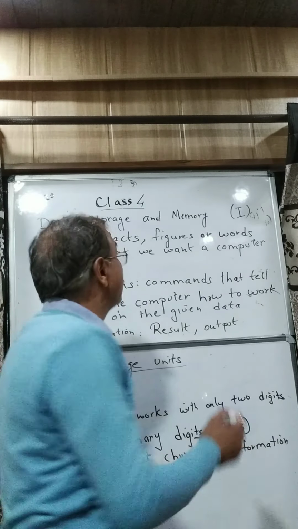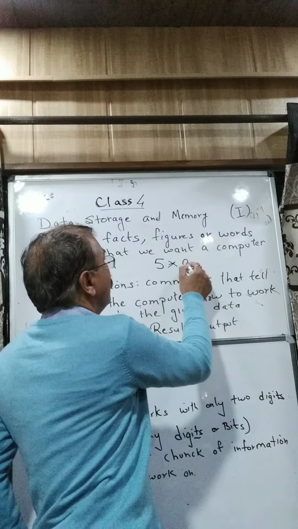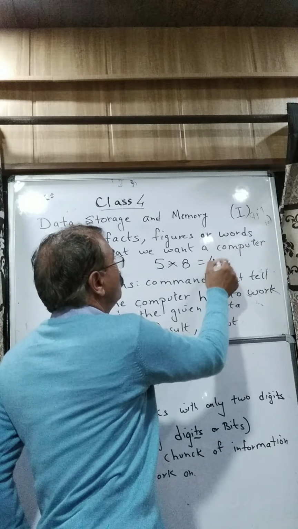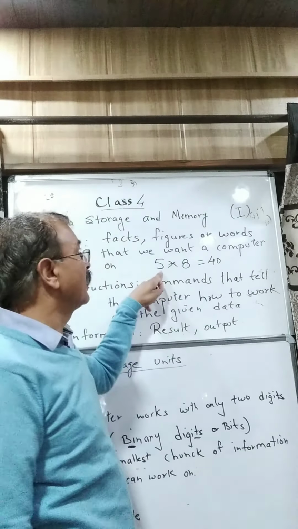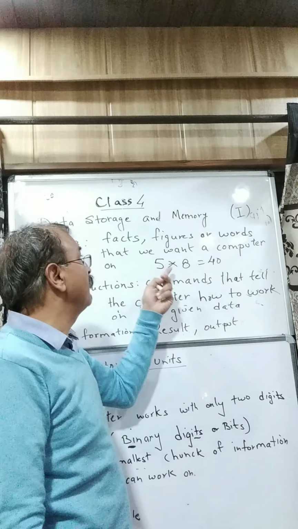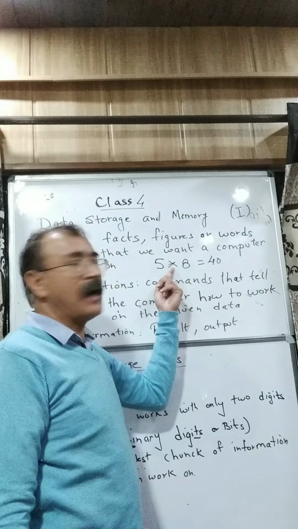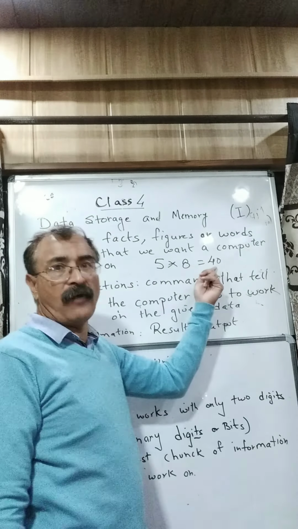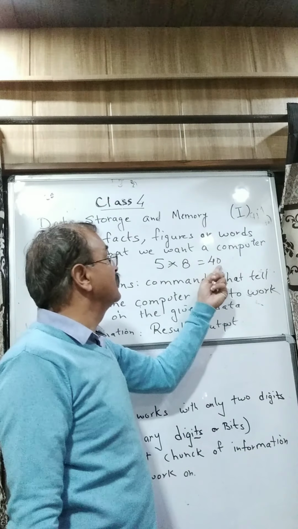For example, if I say 5 multiply, this is multiplication, asterisk 8, you get the output 40. So this is data. 5 and 8 don't make any sense by themselves, but when you give the command, we are telling the computer to multiply, so you get the result 40. This is the output or result.